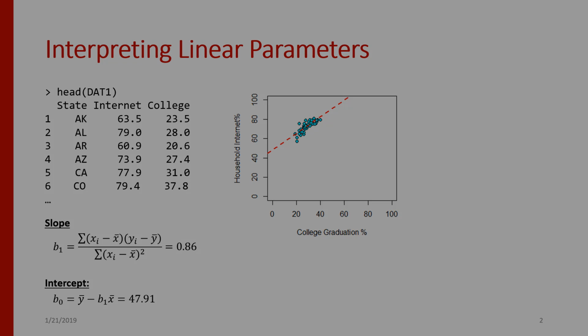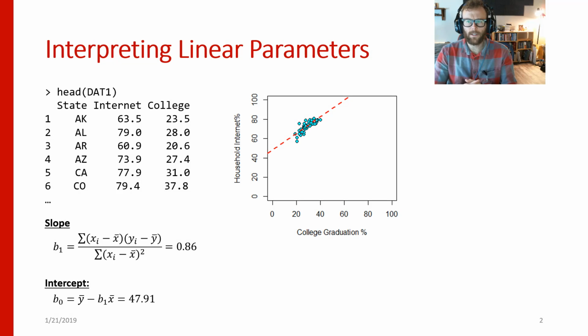So when we're talking about interpreting these linear parameters, we're using the data set from the chapter that we modeled in the previous video, in which we're looking at internet usage in various states as a function of college graduation rates within those states. So we're looking at percent household internet use and college graduation percentage in each of the 50 US states. And in the previous module, we talked about applying these formulas to calculate the slope and the intercept that would give us the smallest sum of squared errors, right? And we found a point estimate of 0.86 for the slope and 47.91 for the intercept.